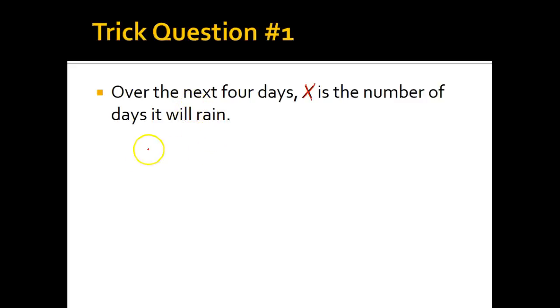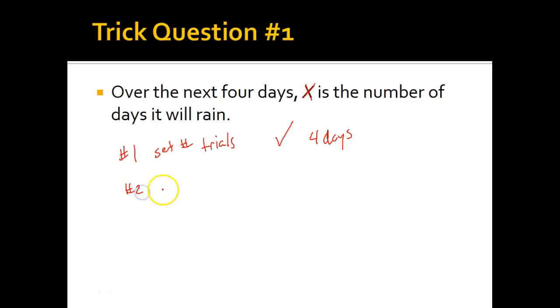All right, so we have 3 requirements for this to be a binomial distribution. Requirement number 1, set number of trials. Do we have a set number of trials? Yes, 4 days. We said in advance we're going to look over the next 4 days. That's that. Okay, so far so good.